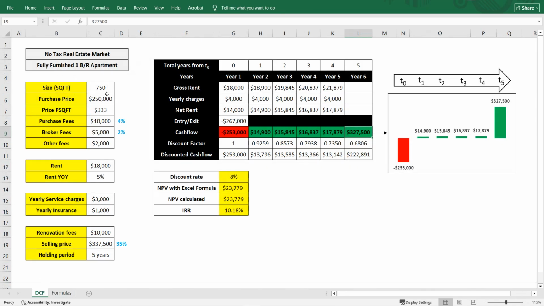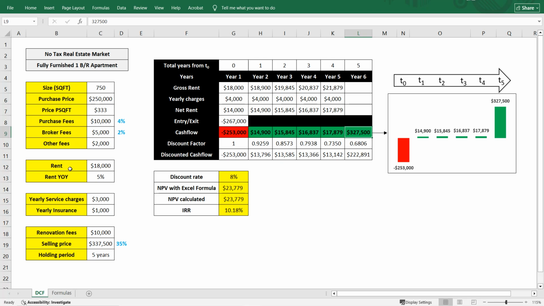In our case, we are going to use a rental apartment in a no-tax real estate market like Dubai. We have a fully furnished one-bedroom apartment with a size of 750 square feet and a purchase price of $250,000. The price per square foot is the purchase price divided by the size. We have purchase fees of 4% of the purchase price, broker fees of 2% of the purchase price, and some other fees at $2,000.